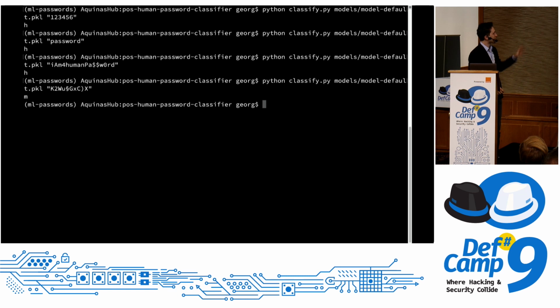Actually, in some cases it is wrong, because I've used the default model here, as you can see. And if this was wrong, that could happen, because I've never tried that password before. In this case, if it would say human, I'd just switch to the human model, which was trained on the human random passwords, and then it would be right, almost certainly.